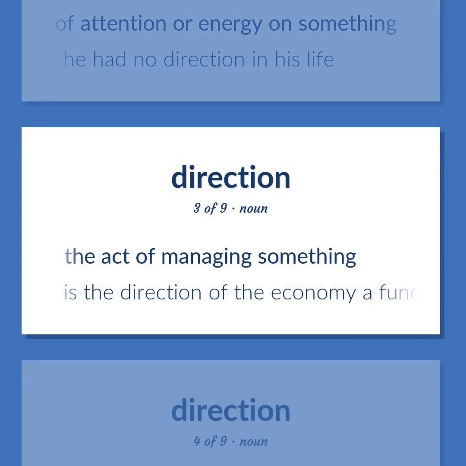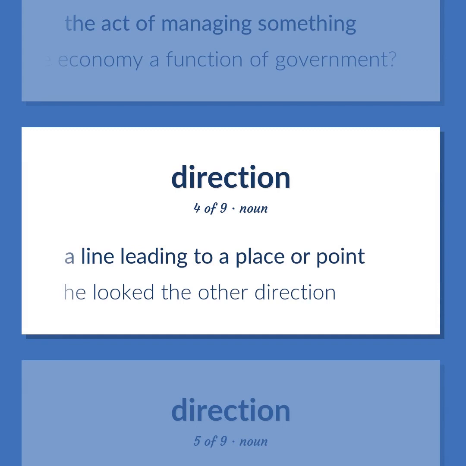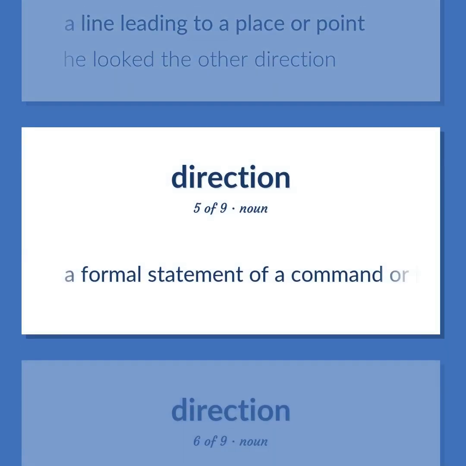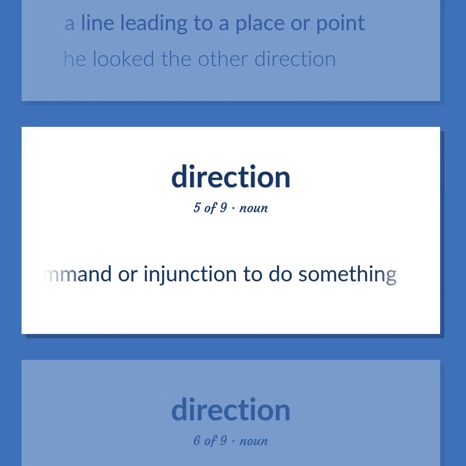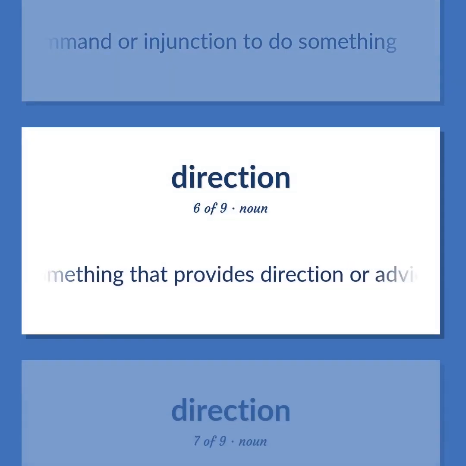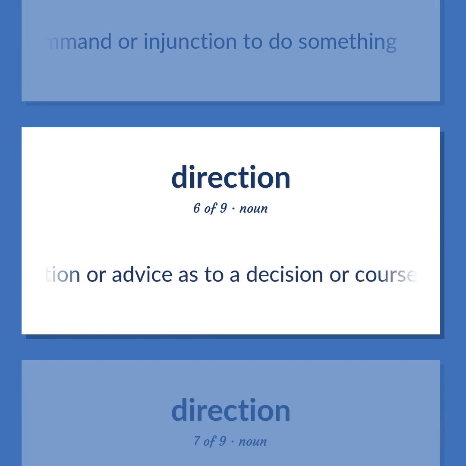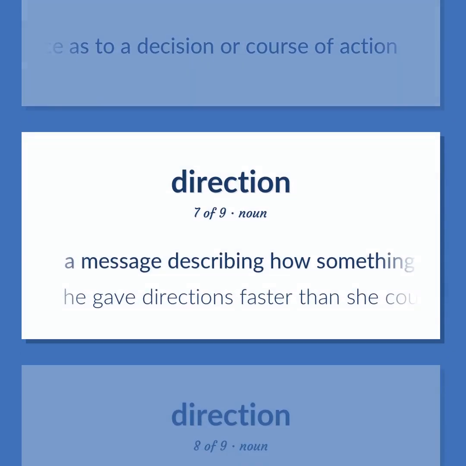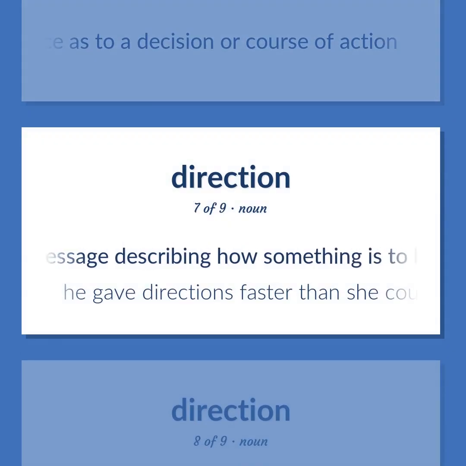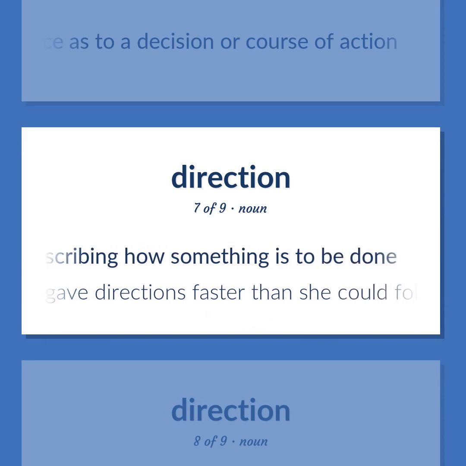The act of managing something. Is the direction of the economy a function of government? A line leading to a place or point. He looked the other direction. A formal statement of a command or injunction to do something. Something that provides direction or advice as to a decision or course of action. A message describing how something is to be done. He gave directions faster than she could follow them.